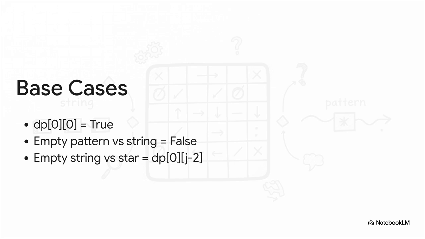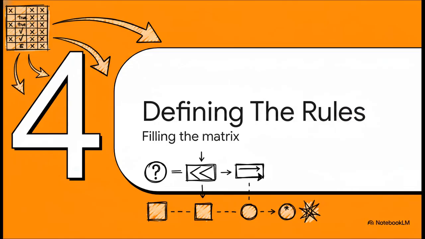Well, because the star can mean 0 occurrences of C, C star actually can perfectly match an empty string. We program this by telling the matrix to just look 2 columns to the left. If that cell 2 spaces back is true, then our current star cell is also true. And that leads us to section 4, defining the rules.